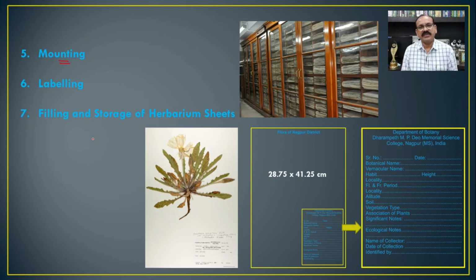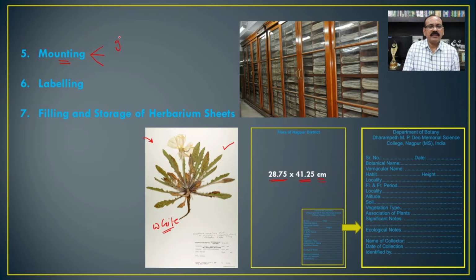the herbarium sheets. Usually the herbarium sheets are made of white, somewhat thick papers, and the international size of the herbarium sheet is 28.75 into 41.25 centimeter. Here on such a type of herbarium sheet, we have to mount the collected and pressed plant material or the specimen. Different materials are used for the mounting.